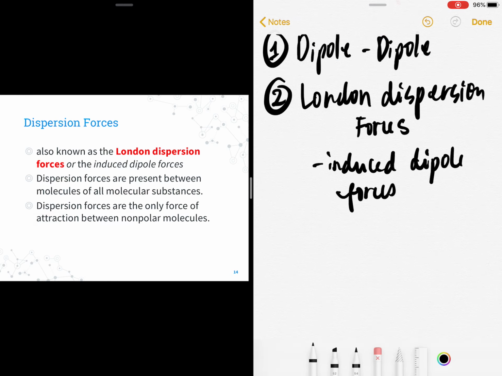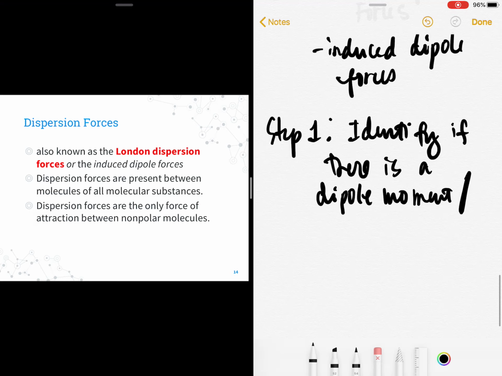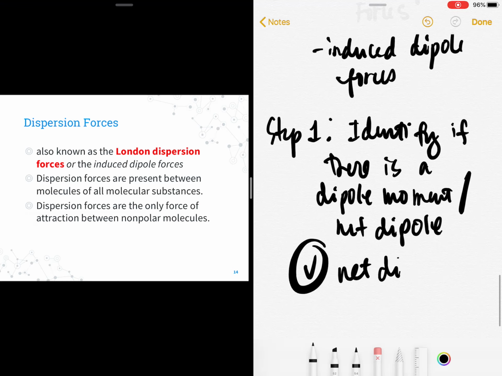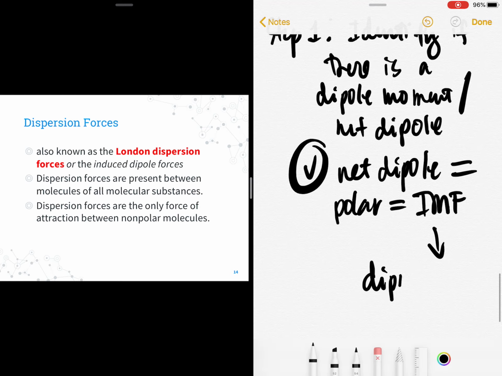If you are asked what type of interactions are present in the molecule, tingnan nyo muna. Step 1, pag tinanong kayo, what are the type of interactions in the molecule? Step 1, identify first. Identify if there is a dipole moment, o yung tinatawag nating net dipole. Kasi kapag meron siyang net dipole or dipole moment, automatic yung ating molecule ay polar. At kapag siya ay polar molecule, automatic, ano ang kanyang IMF? Ang kanyang IMF ay dipole-dipole forces, no? Dipole-dipole attractions.